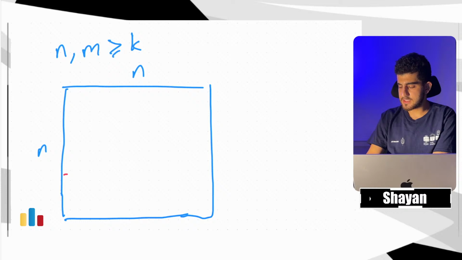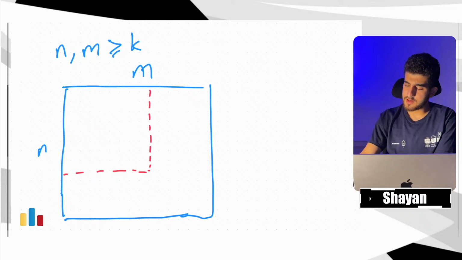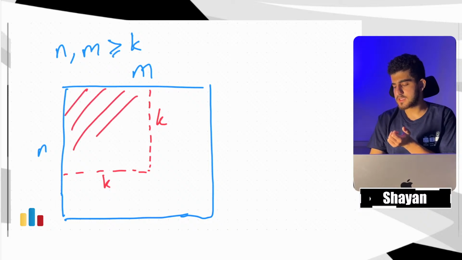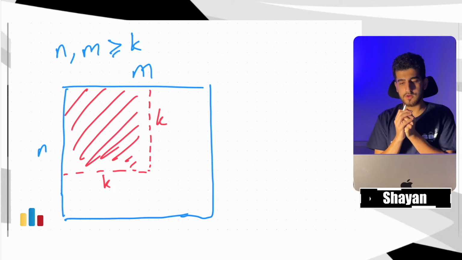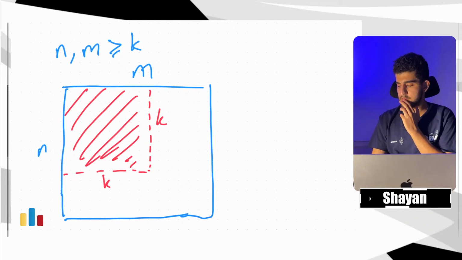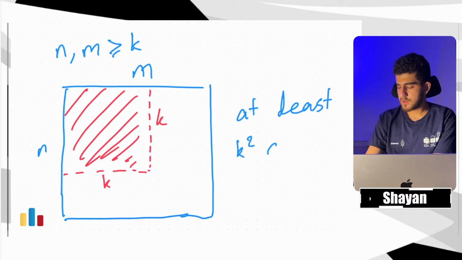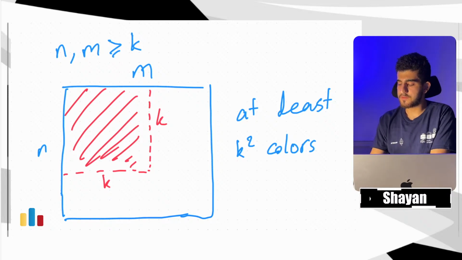So basically we have the n by m grid, and we can consider a k by k square in the top left, and all of these cells must have different colors. So we're going to need at least k squared colors. But at the same time, we can say that k squared colors are enough.